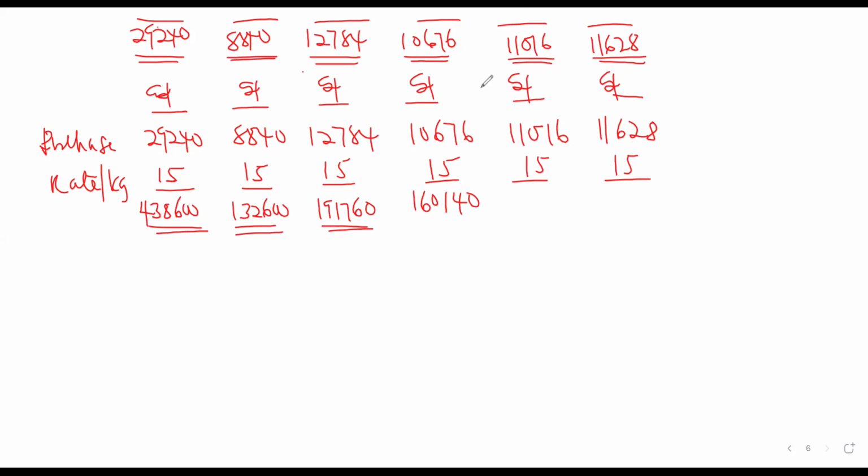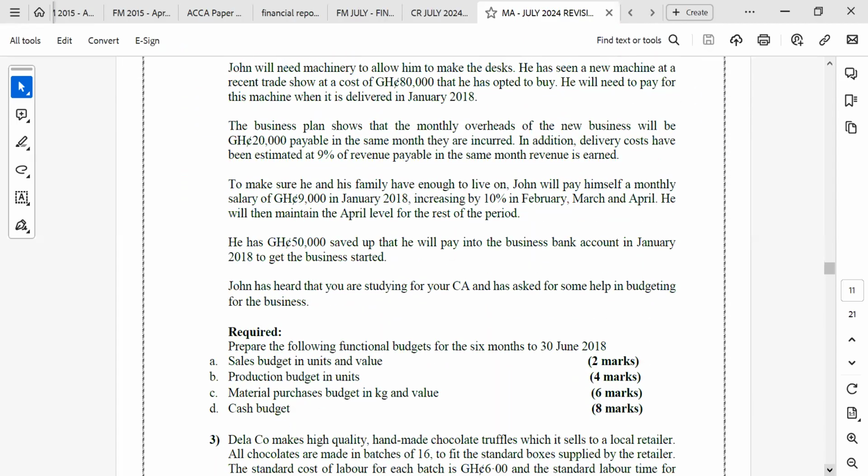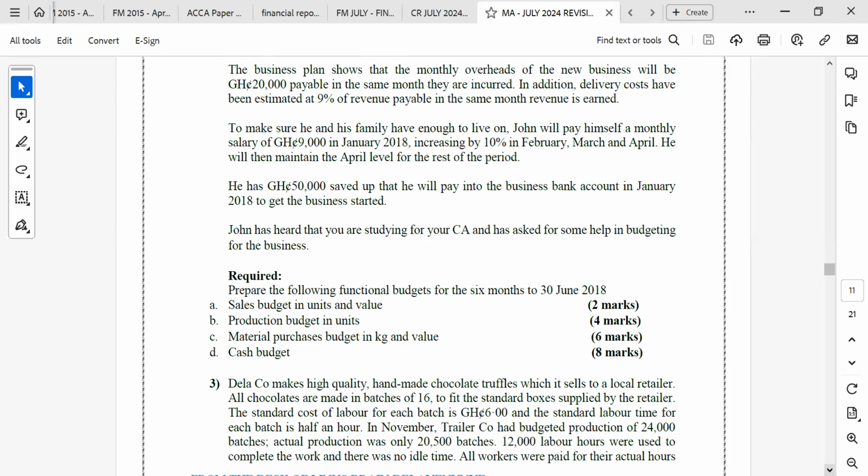One 140. 160. Okay, I've done that one already. So 165,240. 165,240. Okay, the last one is what? 174,420. Are we okay with that? Yeah. So okay. So that is, let's come to cash budget.